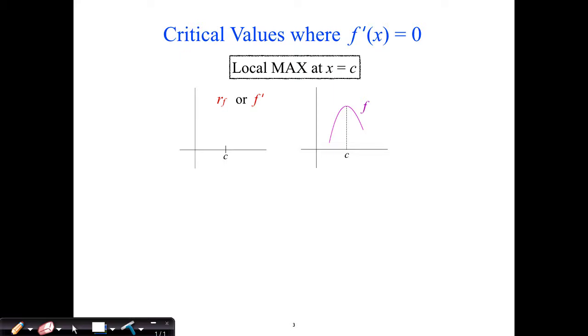If I have a local maximum, that means that as x, or whatever my independent variable is, increases, my y value increases, then hits my maximum, and then decreases. So I have a rate of change that's positive, then 0, then negative. My function's increasing, then hits a pause, and then decreases.